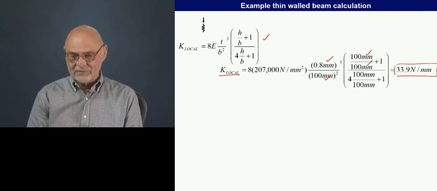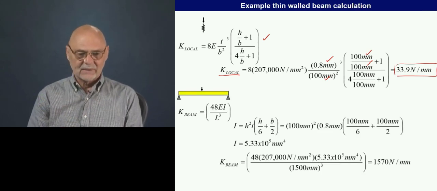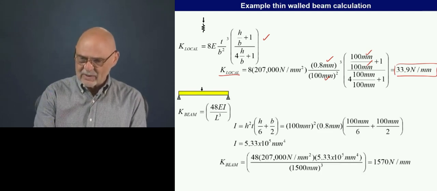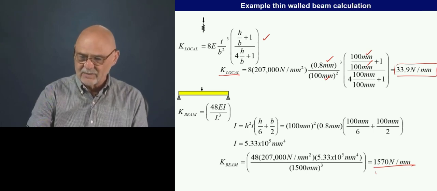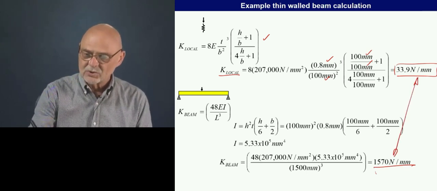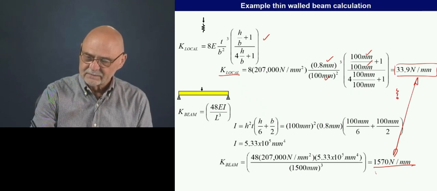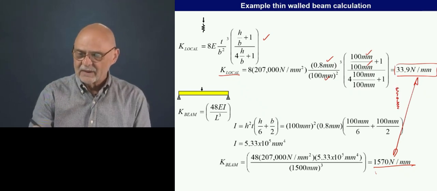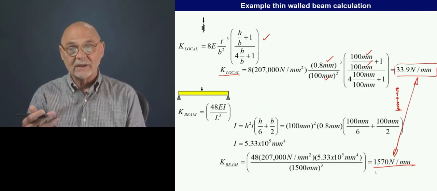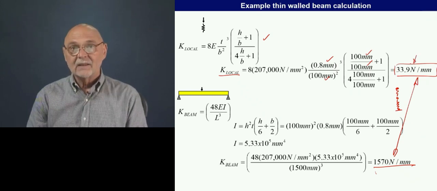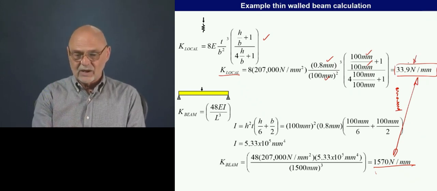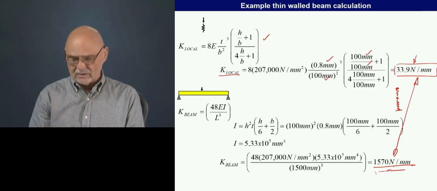So really very flexible compared to the beam. This is what we had calculated before, so you see the big difference. And when these two springs are in series here, the most flexible one will dominate. So basically, all we're doing is smushing the section. We're hardly distorting the beam at all.